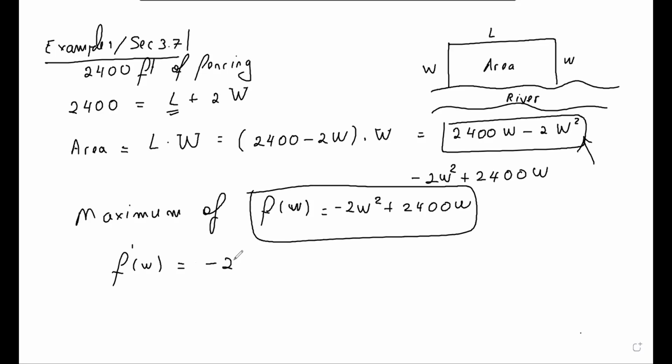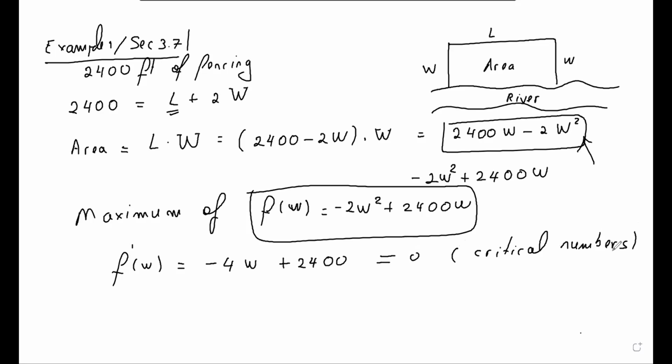So negative 2 times 2 is going to be negative 4w plus 2,400. We have to set that equal to 0 if we really want to solve for w, and for a critical number. So we need the critical numbers. Remember that the maximum and minimum of a function are among the critical numbers. There could be fewer than the critical numbers, but for sure, I find the maximum and the minimum of a function by looking at the critical numbers.